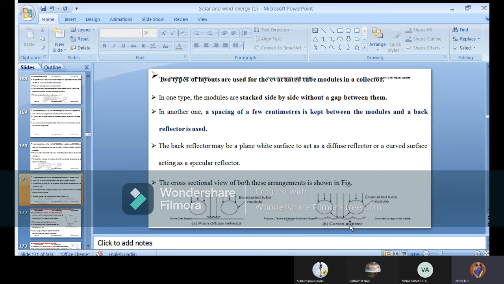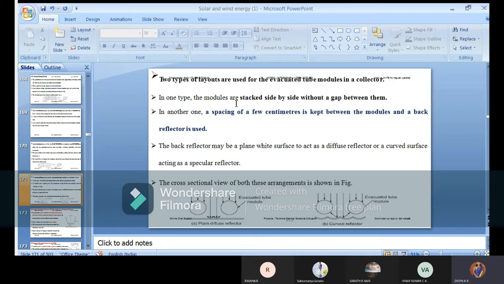But in a curved reflector, what happens? You are receiving the direct beam which is hitting the evacuated tube, but it is still creating a reflection mode. Again, it hits back on the other side also. In the first case, the plain diffuse reflector, you don't have any rays hitting the tubes on the opposite side. But here it looks complete. Almost on all sides you are getting the radiation hitting the surface of a module. So we'll see what it is.